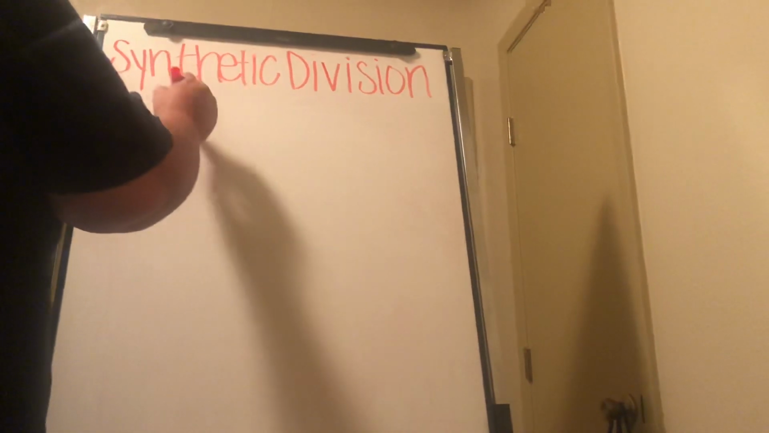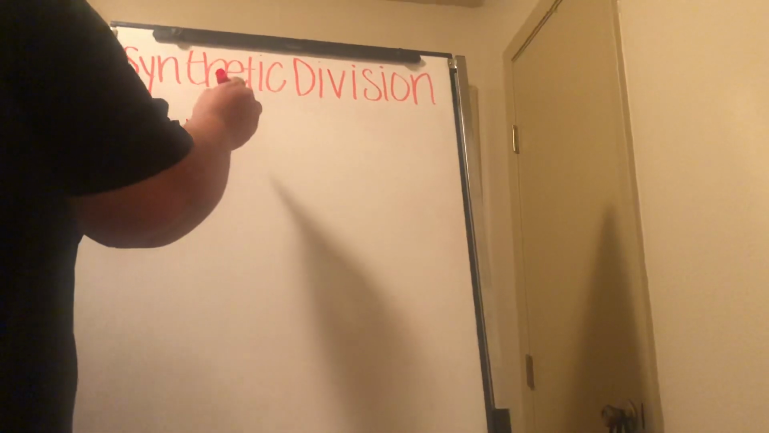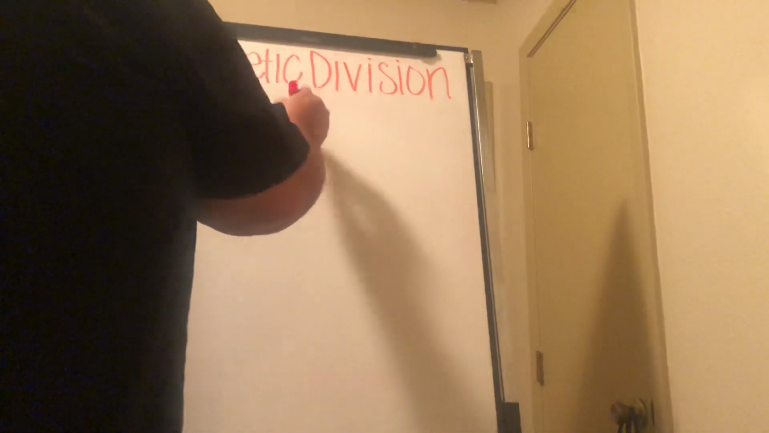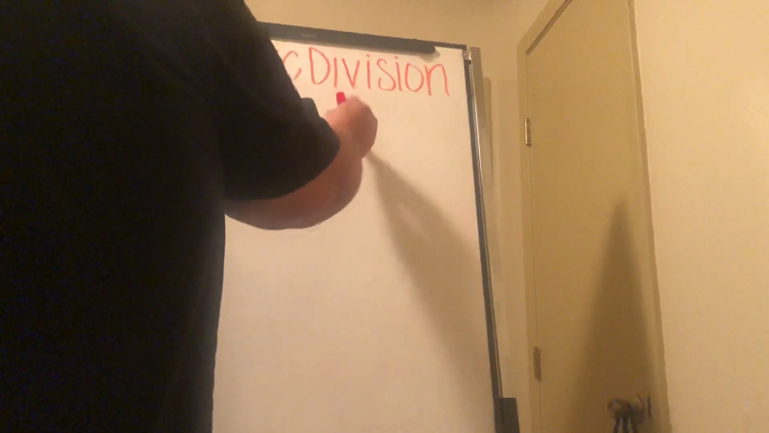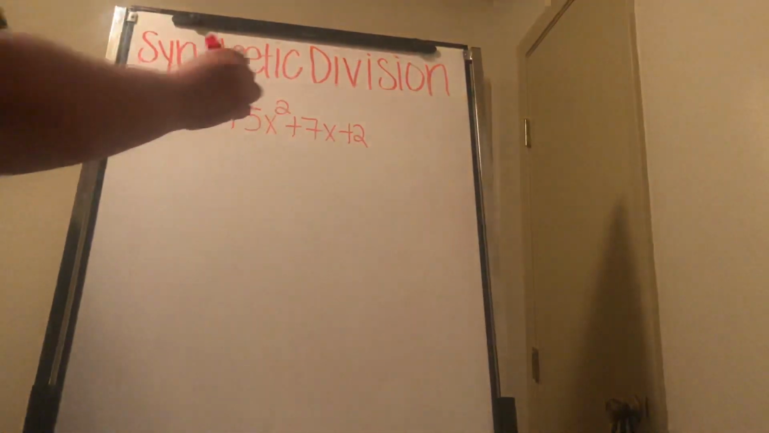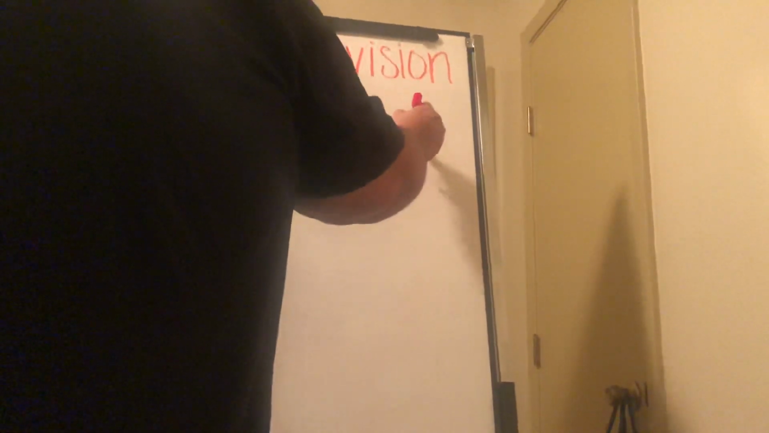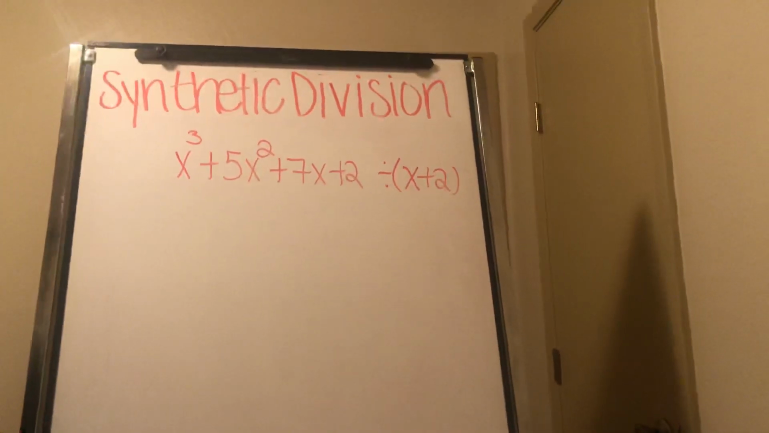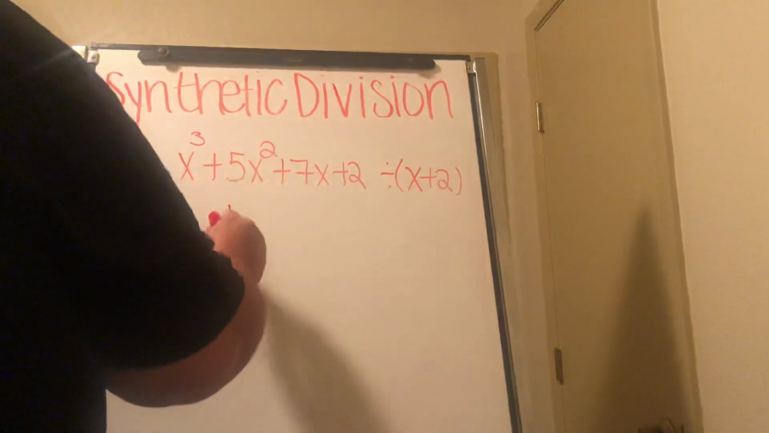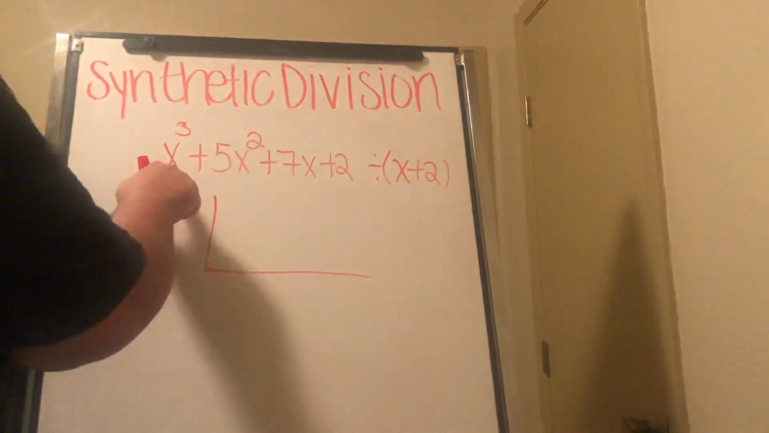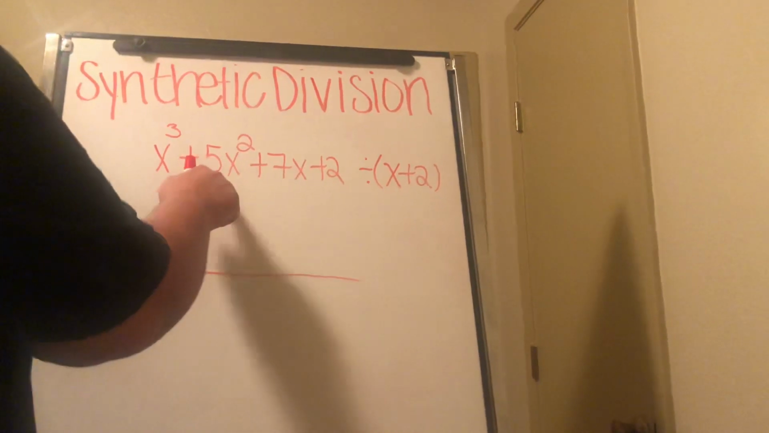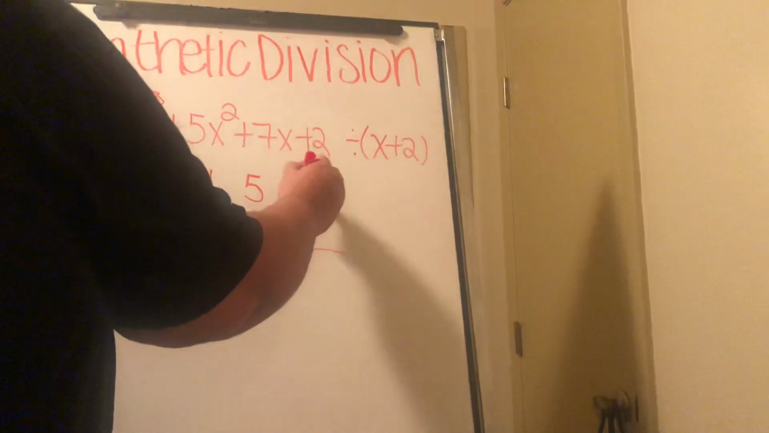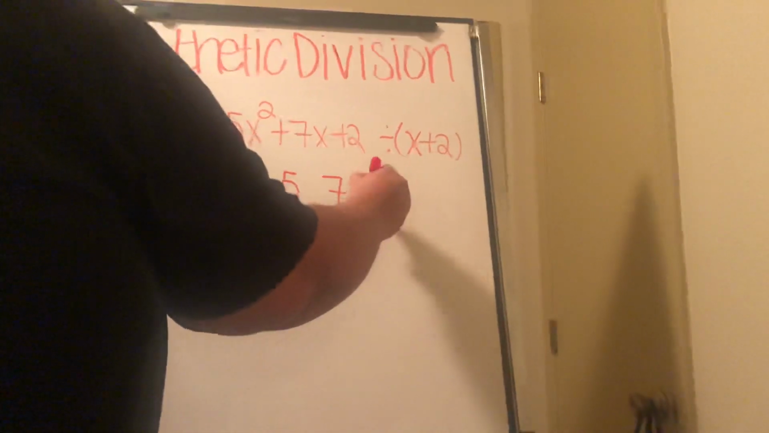We have x cubed plus 5x squared plus 7x plus 2, and it is being divided by x plus 2. So, first thing, let's write out all our coefficients, right? So let me draw this out. Coefficient for the first one is 1. Next one is 5. Next one is 7. Last but not least, 2.